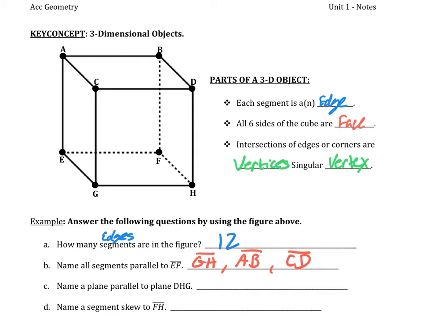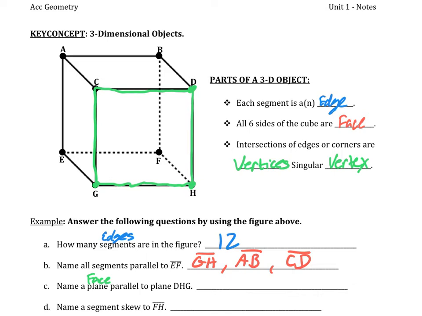Okay, name a plane that is parallel to plane DHG. The way we're going to identify the plane is we're just going to find those 3 points, D, H, and G. We're going to trace between them and then continue on with the face that they were part of. So we're looking at that face right there. We can't have any face that intersects this. Plane and face, we are using interchangeably here, okay?